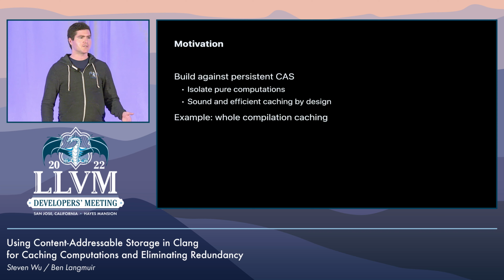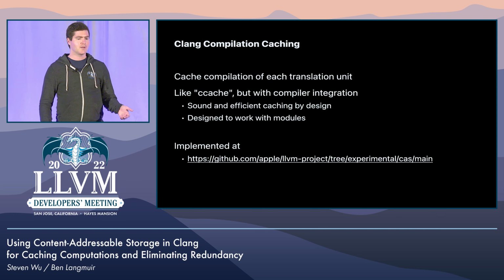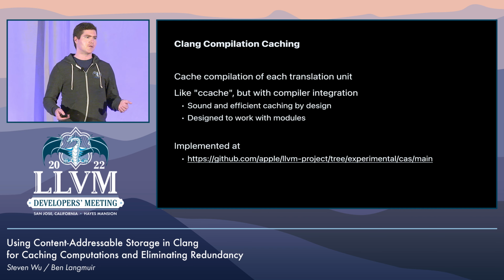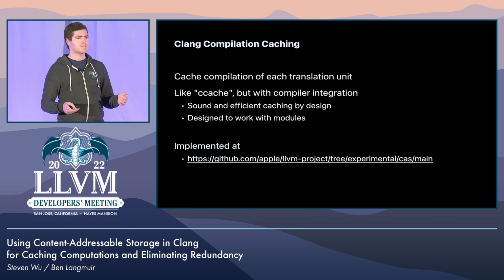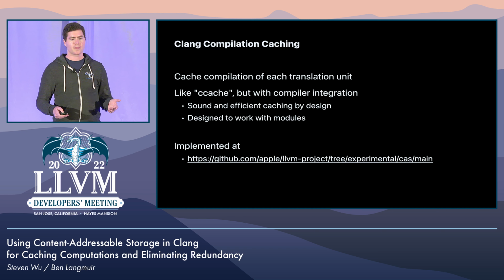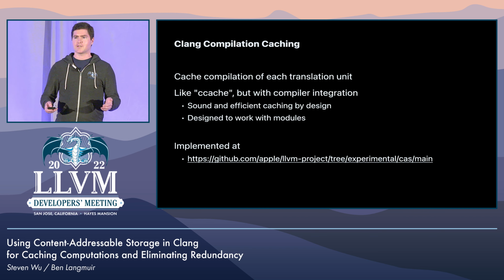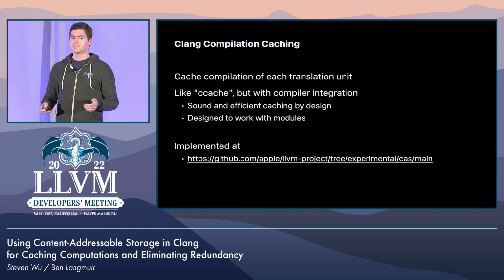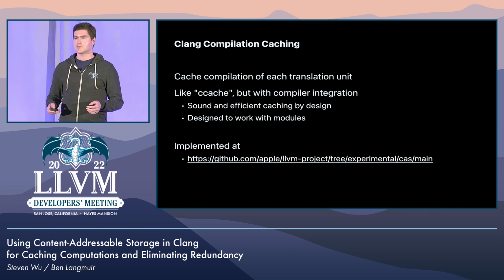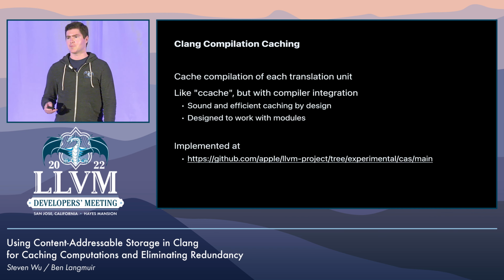I'm going to go through the example of compilation caching. What do I mean by that? This is caching at the translation unit level in Clang. You can think of this as similar to Ccache, but done using compiler integration. Using compiler integration allows us to do it more soundly and more efficiently, as well as to support Clang modules. We've implemented this support in our experimental cache branch on GitHub.